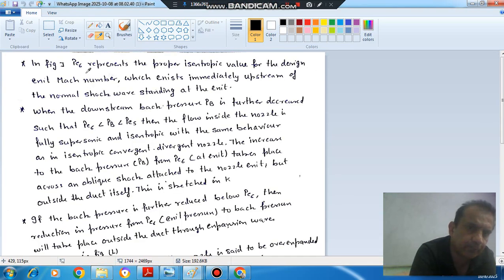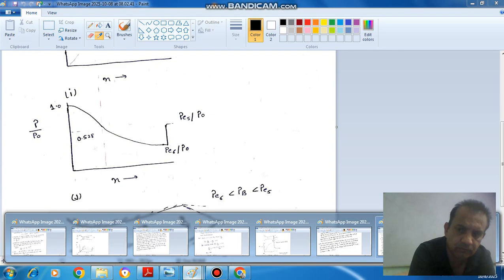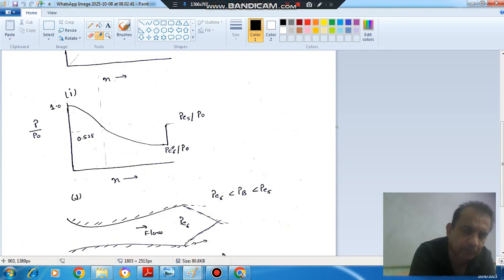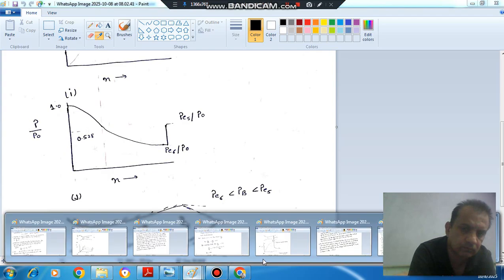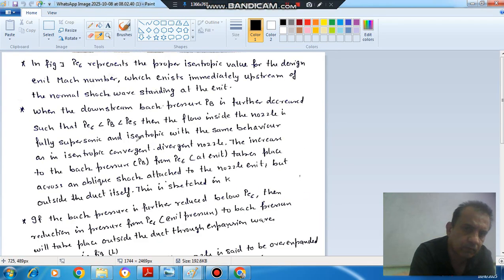In figure I, PE6 represents the proper isentropic value for design exit Mach number, which exists immediately upstream of the normal shock wave standing at the exit. So this is the proper isentropic value. Next point, when the downstream back pressure PB is further decreased such that it is between P6 and P5. When P5 is maintained, then the shock exists at the exit of the nozzle.